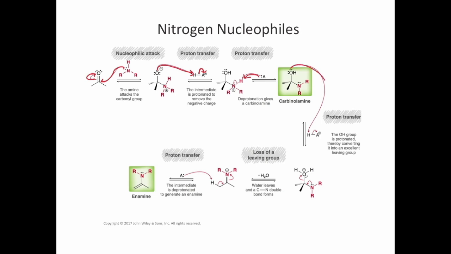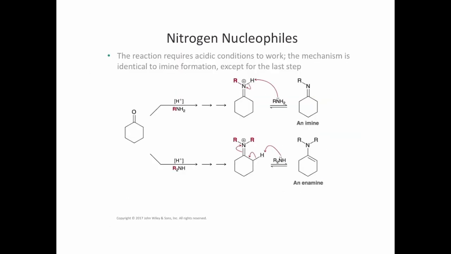Then we're going to protonate the OH because we want to convert it into a good leaving group. Then we're going to use the lone pair on the nitrogen to kick off water. And then this final step is the only thing that's different. Because there's no hydrogen on the nitrogen with the secondary amine, we can't remove one of those R groups. So we're going to remove a hydrogen on an alpha carbon, and that's going to create that carbon-carbon double bond in the enamine.